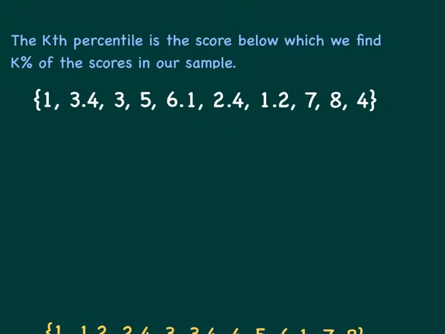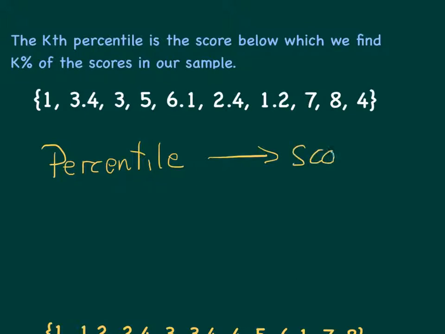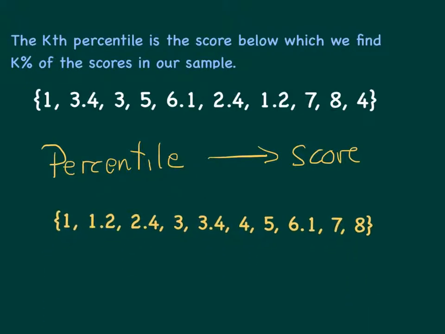Next, I want to show you how to convert from a percentile to a score. All right, so what score would be associated to the 30th percentile? What score would be associated to the 50th percentile, or the median? And just like with the median, the first thing you need to do is take the sample that you were given and sort it into a list that starts from the smallest element and goes out to the largest element.